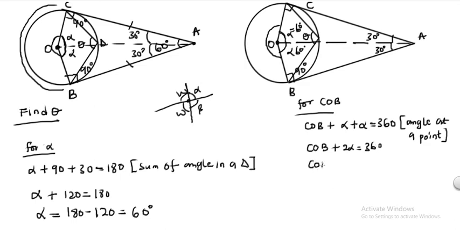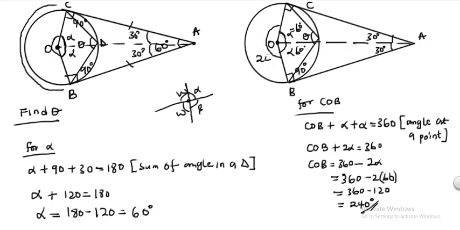So COB is equal to 360. If you move 2 alpha to the other side, it becomes minus 2 alpha, so this is equal to 360 minus 2 open brackets, alpha is 60, so 60. This is equal to 360 minus 2 times 60, which is 120. So angle COB is 360 minus 120, that's equal to 240 degrees. So COB here is 240 degrees, which means the angle here is 240 degrees.